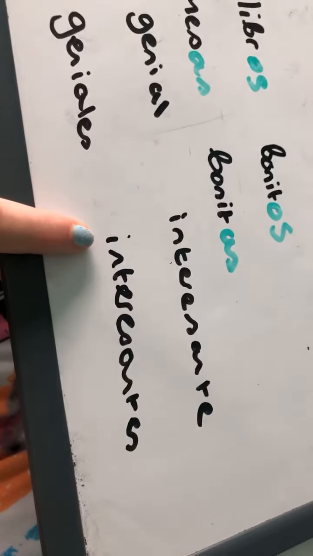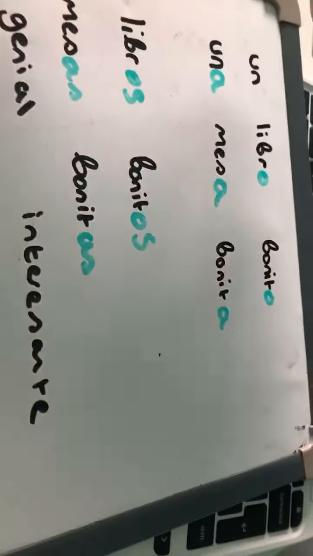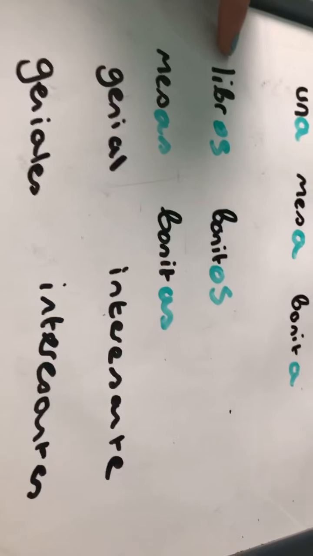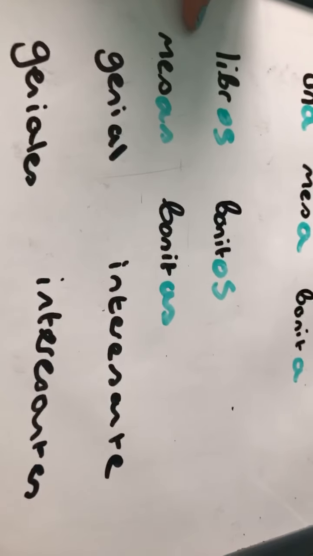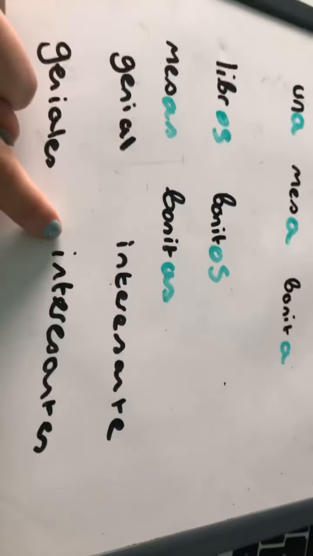So if I show you that one written down as well. Genial goes to geniales, and interesante to interesantes. Again, in the singular, you would just use genial, so un libro genial, una mesa genial, or interesante, un libro interesante, or una mesa interesante. And then for plural, you would use these ones, so libros geniales, or mesas geniales, or libros interesantes, or mesas interesantes. So basically, to summarise all of that, it's just making sure that each part of the sentence matches the part that came before.